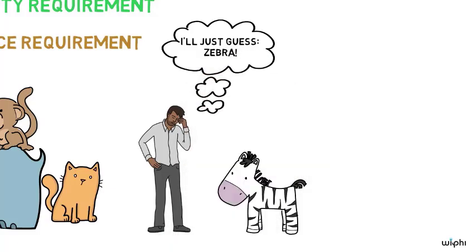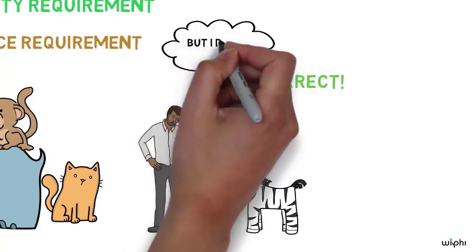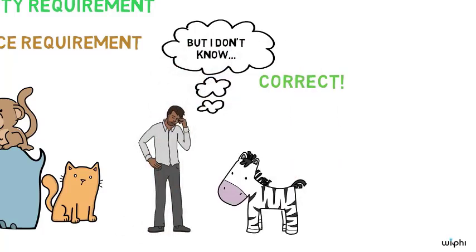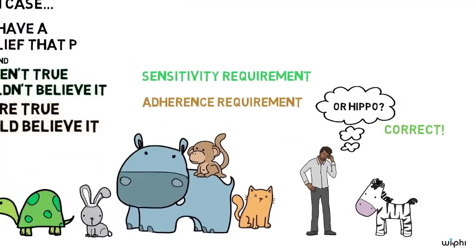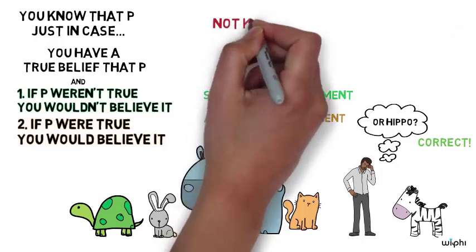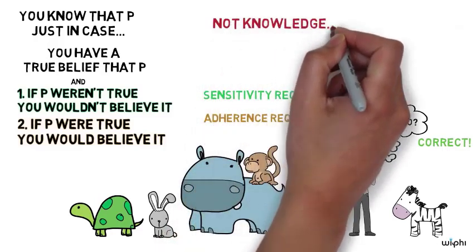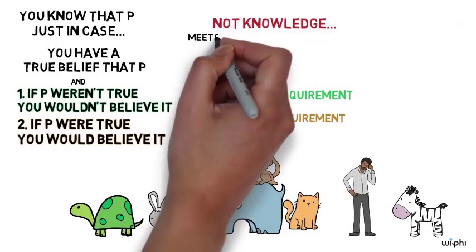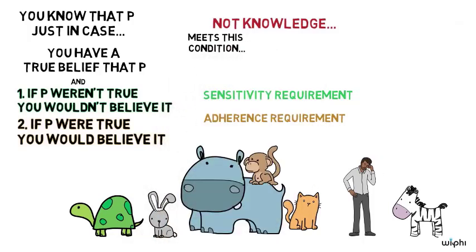And lucky you, you happen to guess correctly that you're seeing a zebra. But really, honestly, you have no idea. You could easily have guessed that it was an orangutan, or a hippo, or whatever. You don't actually know that it's a zebra. However, your belief arguably meets the sensitivity requirement. If there weren't a zebra there, you wouldn't have been prompted to make any guess at all, and so wouldn't have believed that there was one.